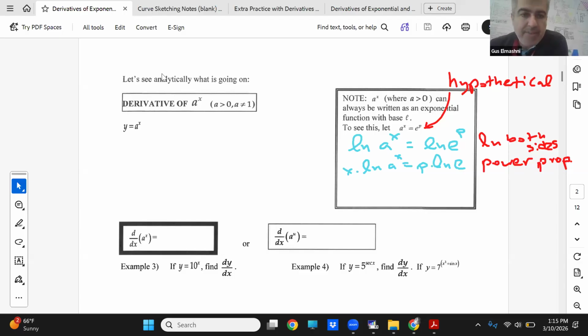Oh, you're right. Yikes. Thank you, Marie, for catching that. 100% correct. Thank you. And it looked weird. What do you think happens next? Yeah, ln e is 1. So a to the x equals e to the x times natural log of a.